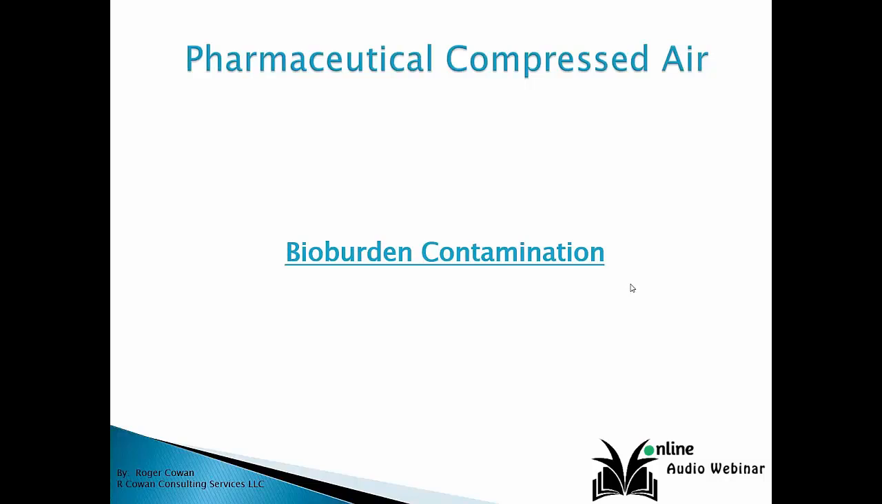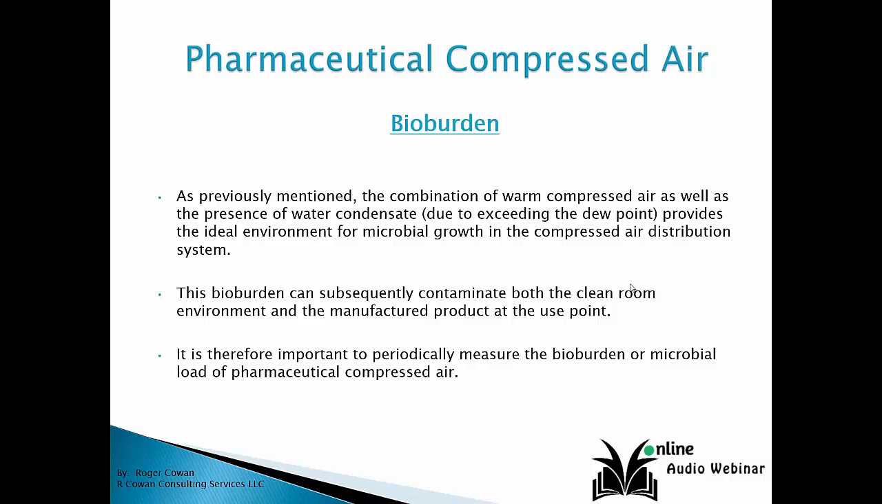So that's really the fourth major contamination of compressed air, and that's bioburden. As previously mentioned, when you get the combination of warm compressed air as well as the presence of water condensate, because maybe you've exceeded the dew point, that provides the ideal environment for microbial growth in your distribution system. Now that bioburden can subsequently contaminate both the environment of the clean room and also the manufactured product. How do you measure that?